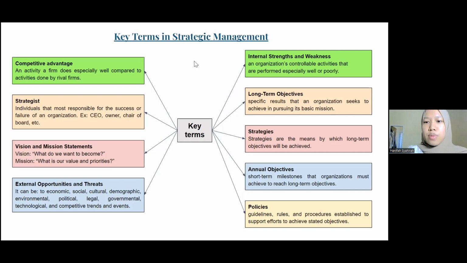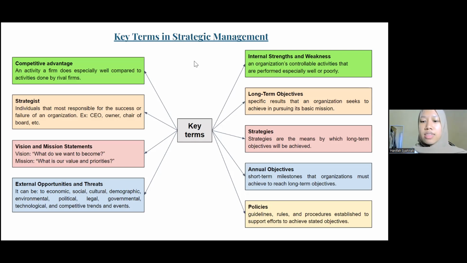And the sixth is long-term objectives. A long-term objective is a specific result that an organization seeks to achieve in pursuing its basic mission. And the seventh is the strategy itself. Strategy means, for the long-term objectives that will be achieved, what kind of thing you want to do to achieve those long-term goals.